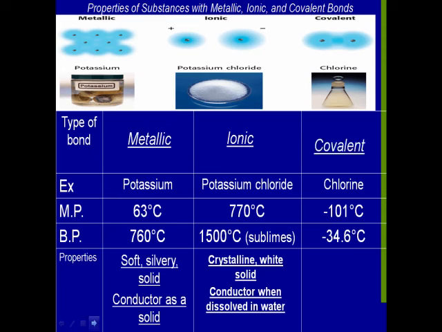And the last type of bond is covalent. Covalent has to be two nonmetals bonded together. So in chlorine's case, it's two chlorine atoms bonded together. These have very low melting and boiling points. So typically covalent compounds are gases or liquids at room temperature, and they do not have any charged particles, so they are not a conductor.